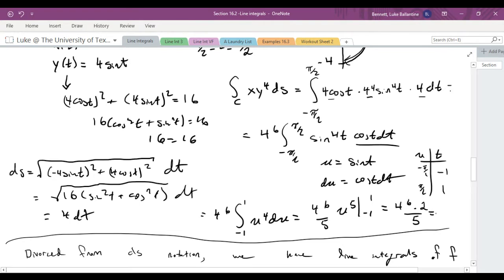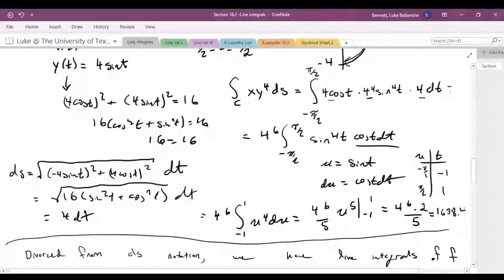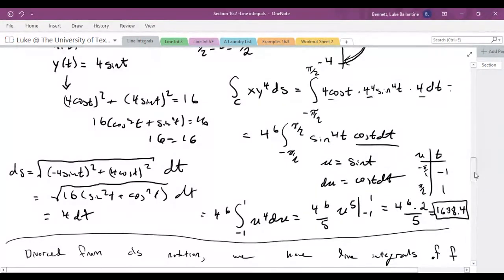And going to my calculator, 4 to the 6th times 2 divided by 5, we get 1638.4. Very nice.